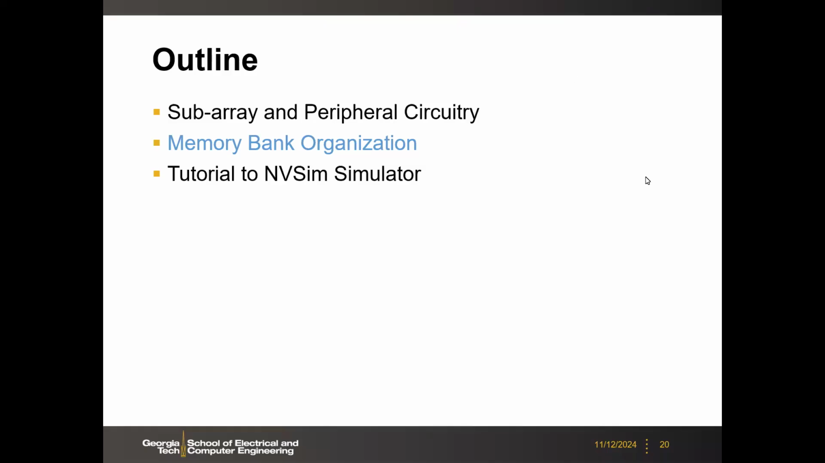Today we will continue our discussion on the array level design issues. So we will talk about the bank organization, and then we will introduce this NVSim simulator, which you are going to use for your homework 5.